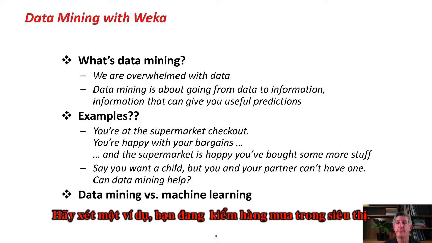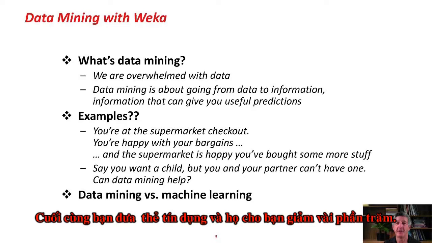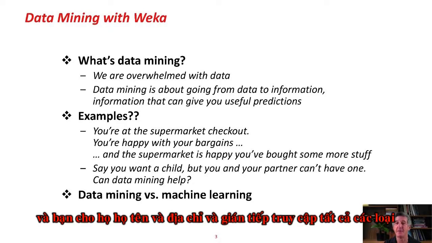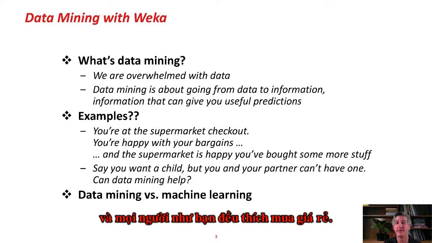So let me give you an example. You're at the supermarket checkout. The till records every item you've bought. And at the end, you hand over your loyalty card and they give you a couple of percent off, and you give them your name and address and indirectly access to all sorts of demographic information about you and people like you. Everybody likes a good bargain.